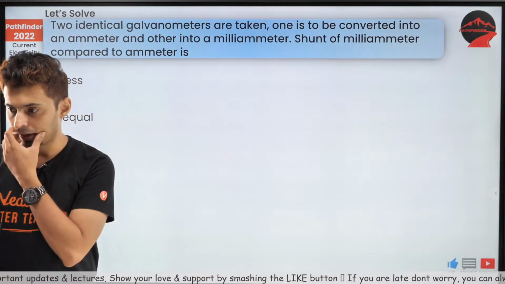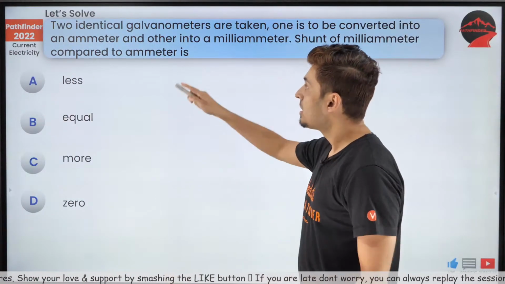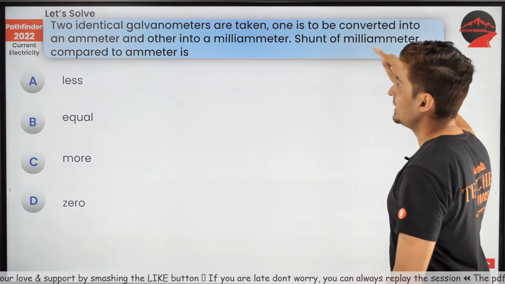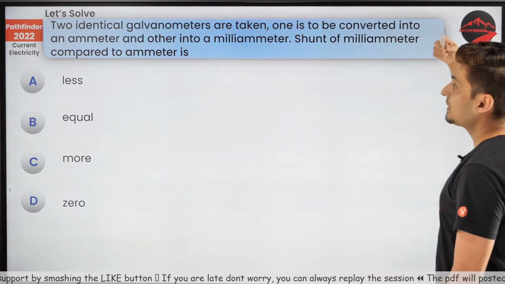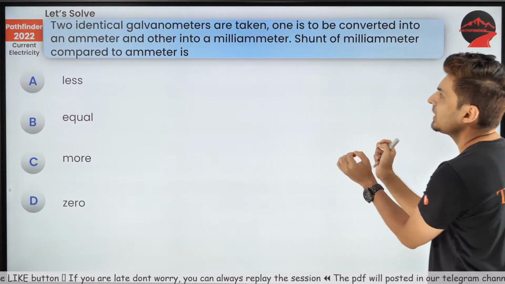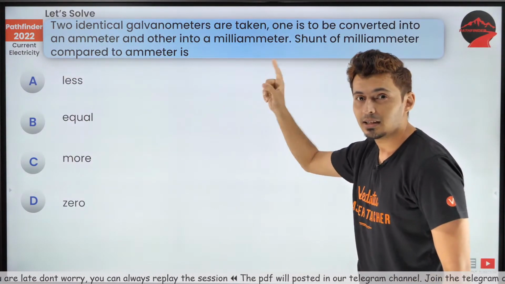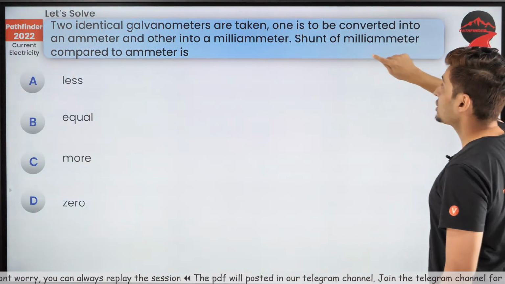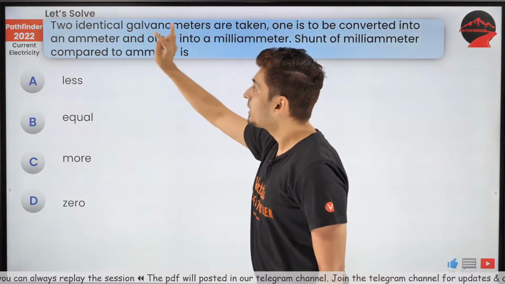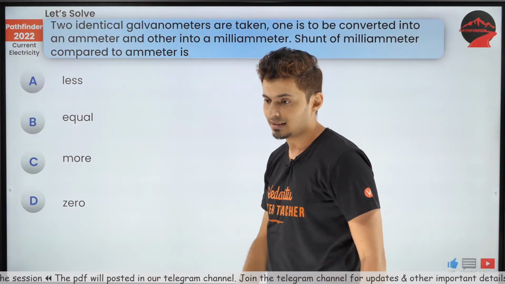Great, let's see how many of you can get this conceptual question. Two identical galvanometers are taken. One has to be converted into an ammeter and the other one has to be converted into a milliammeter. Ammeter, milliammeter. Check the units. The shunt for the milliammeter compared to the ammeter is more, less, or equal? What do you guys say?